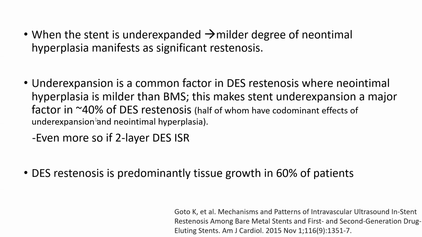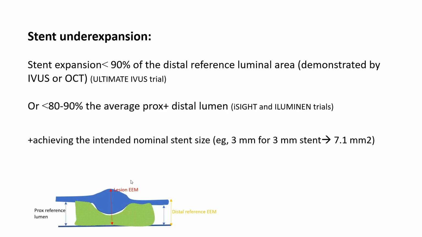So about 20-25% are pure underexpansion and 20-25% are a mixture of underexpansion and tissue growth, and 60% of DES restenosis are predominantly tissue growth. Underexpansion is even more likely and more important if you have restenosis of two layers of DES. So what is a stent underexpansion?